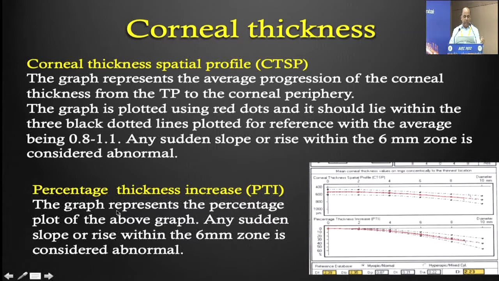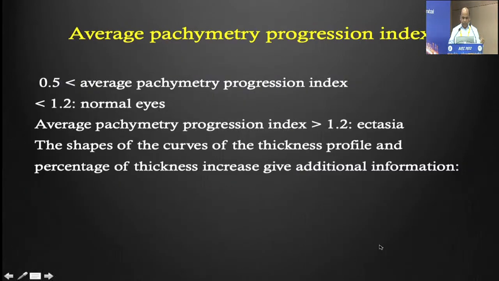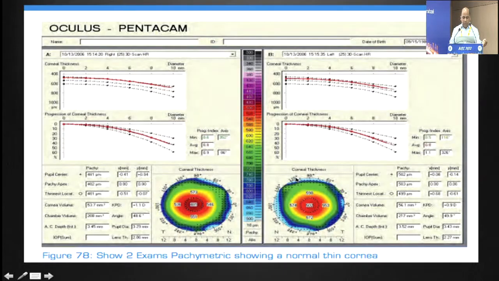There is PTI. This graph represents the percentage plot of the above graph. Any sudden slope or rise within the 6 millimeter zone is again considered abnormal. So these are some of the values that are important. Average pachymetry progression index of less than 1.2 is normal, and if it is more than 1.2, it is ectasia. And the shapes of the curves of thickness profile and percentage of thickness increase give additional information.